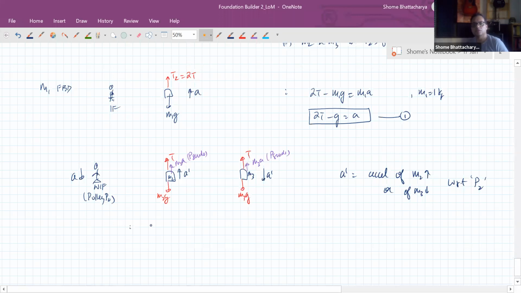For this, we'll have the equation T plus M2A minus M2G is equal to M2A prime. And substitute the value of M2 as 2 kg. So we have T plus 2A minus 2G is equal to 2A prime. So this is my second equation.